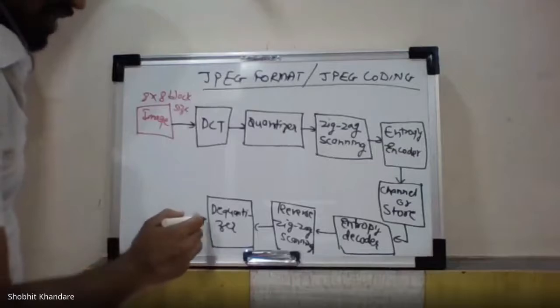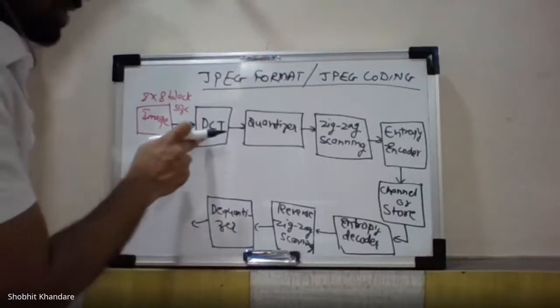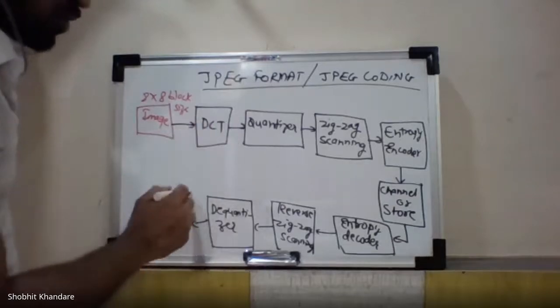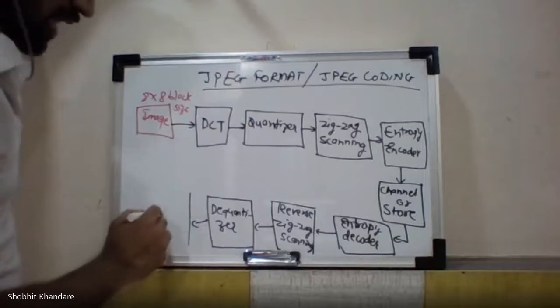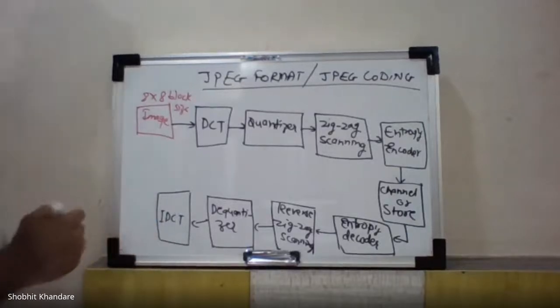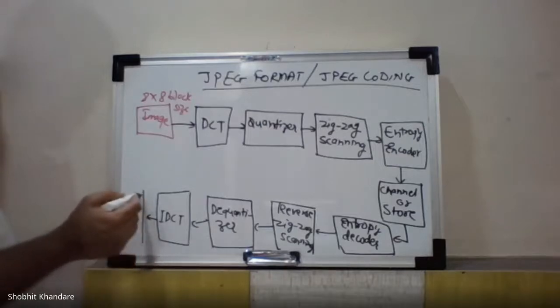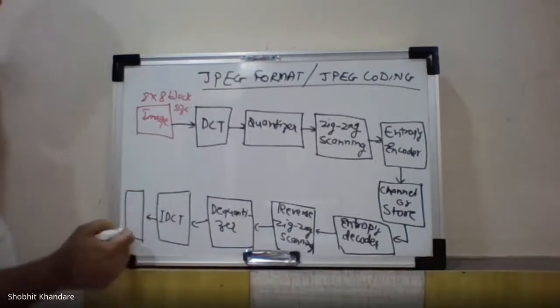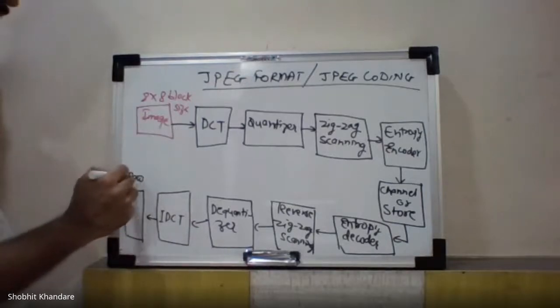And after the dequantizer, you have done the discrete cosine transform. Here you will do the inverse discrete cosine transform, so it is IDCT. And after IDCT, whatever you get is a raw image. So this is the image which you are sending. So this is your raw image.